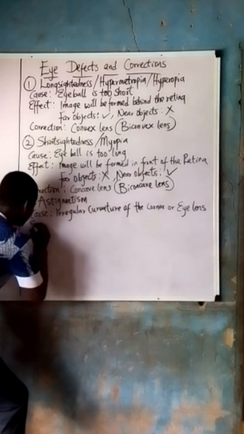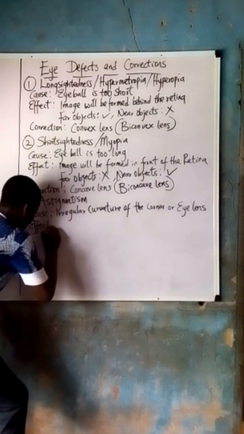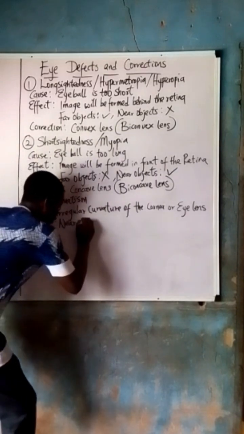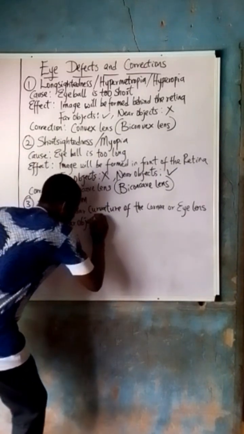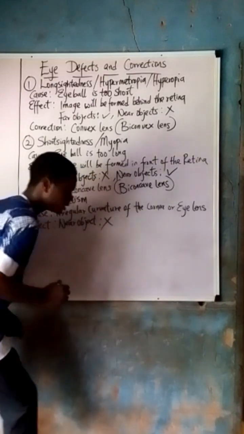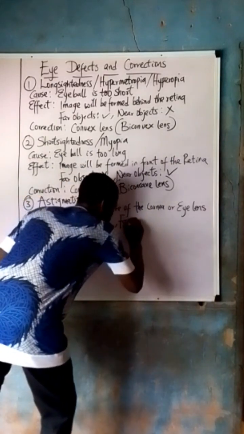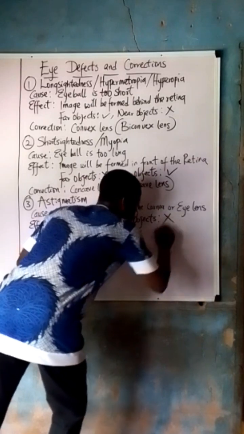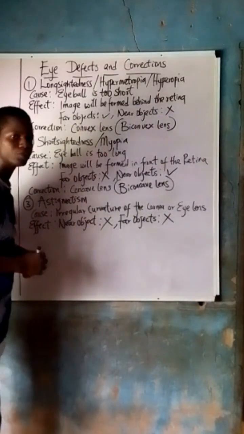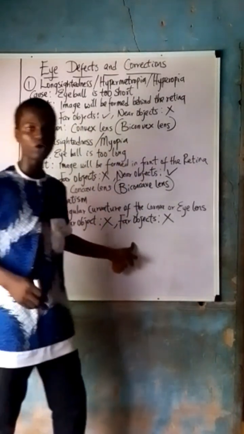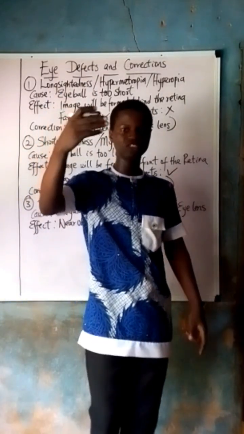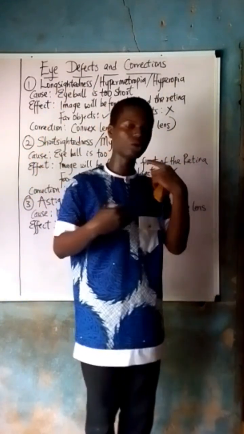Now, what is the effect? For this case, alright, the person has issues seeing near objects. And then far objects, the person will also have issues seeing far objects. They cannot see near objects clearly and they cannot see far objects clearly. So they will be having blurry images for both far and near objects.